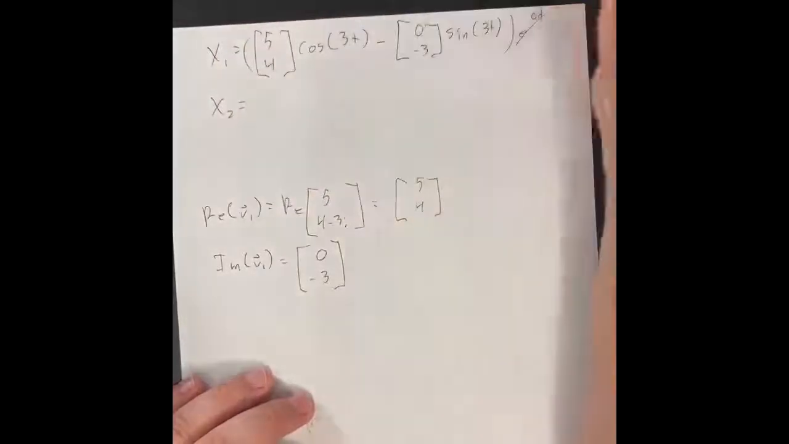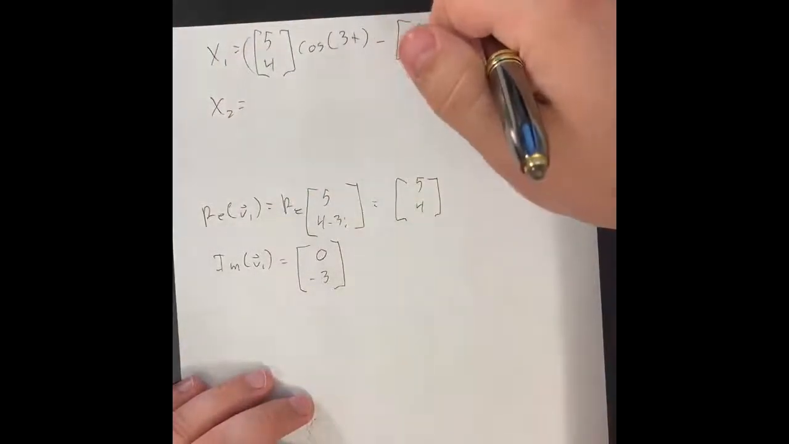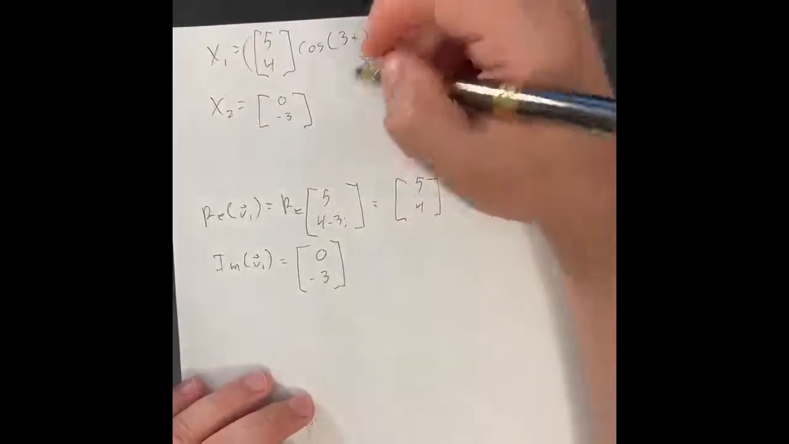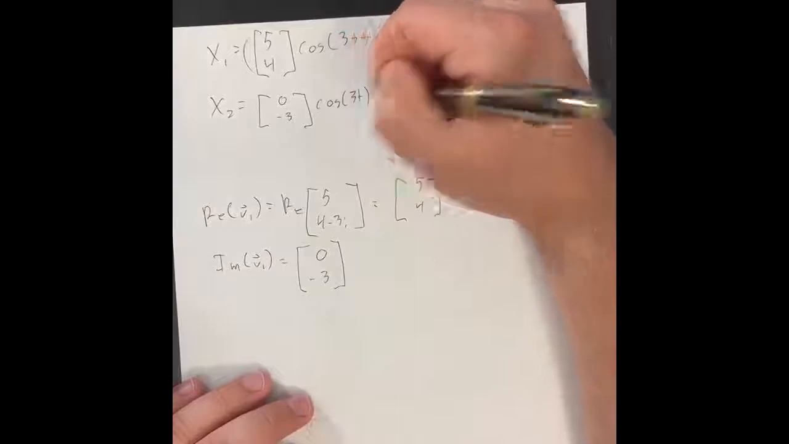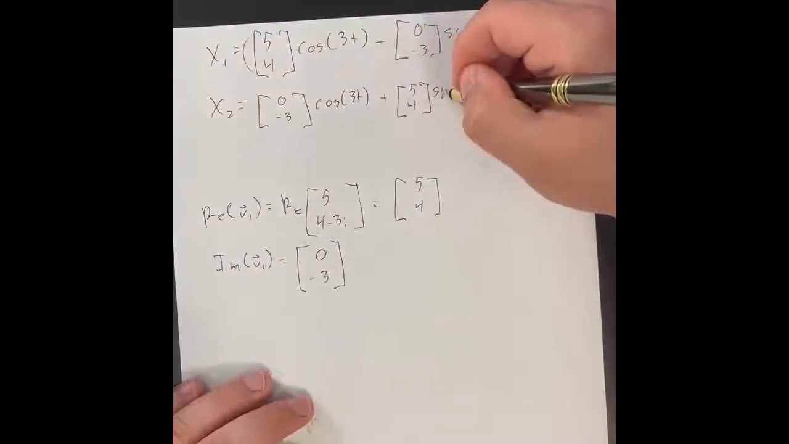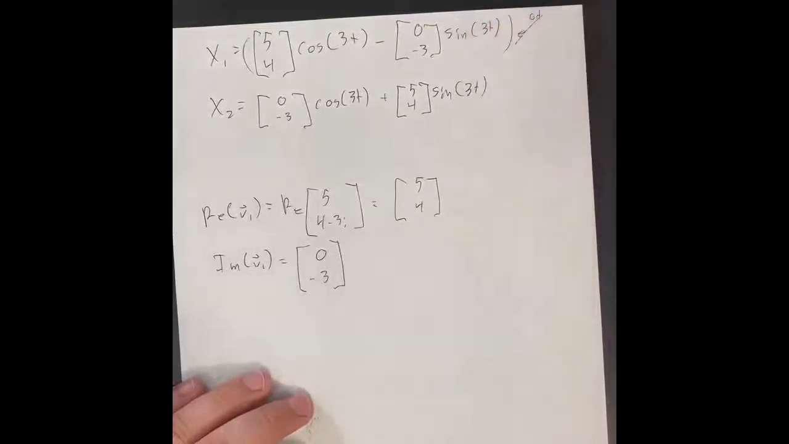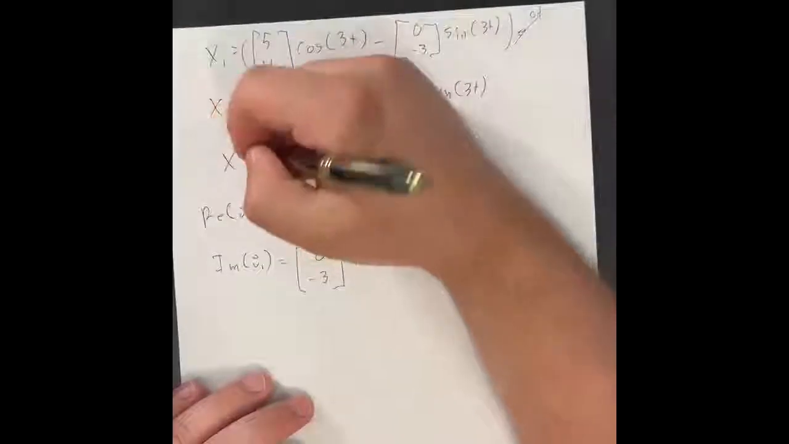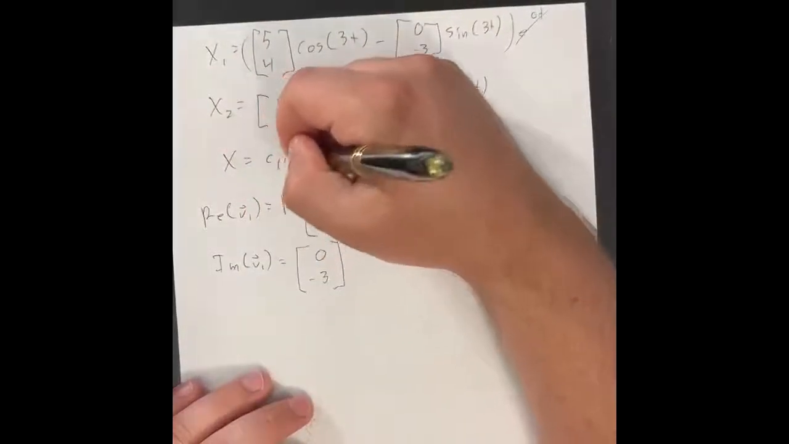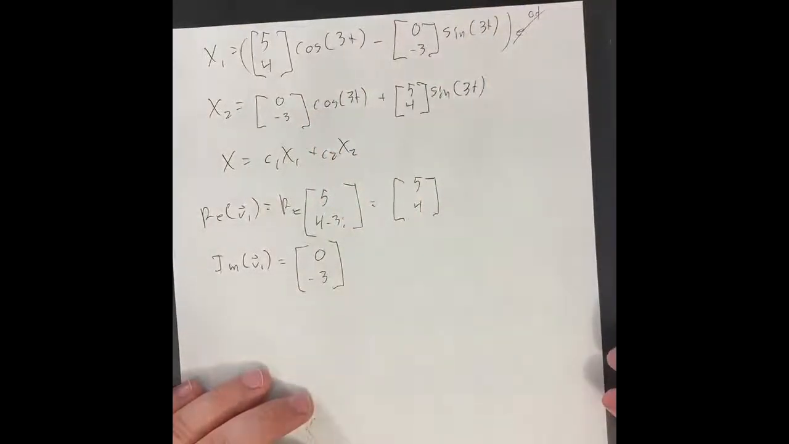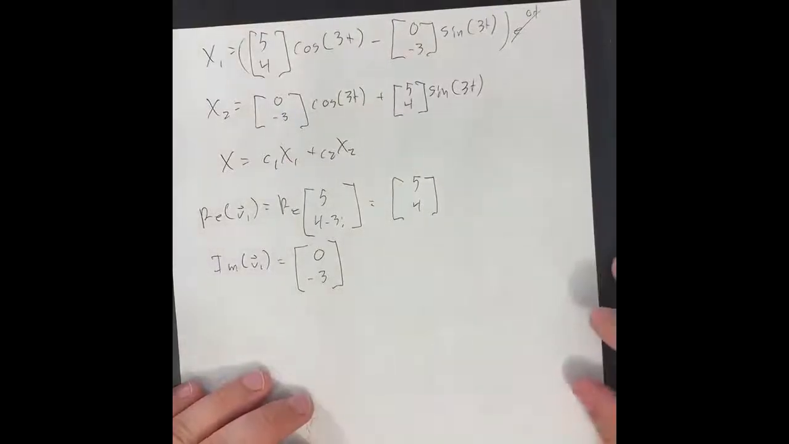And the second solution is the imaginary part, so (0, -3) cosine 3t plus the real part, (5, 4) sine 3t. Okay, those are the two solutions, and our general solution is C1 x1 + C2 x2. Okay, so that's how you would solve a complex eigenvalue case.